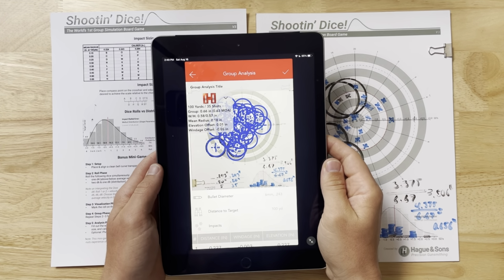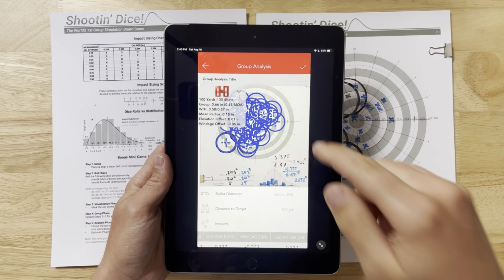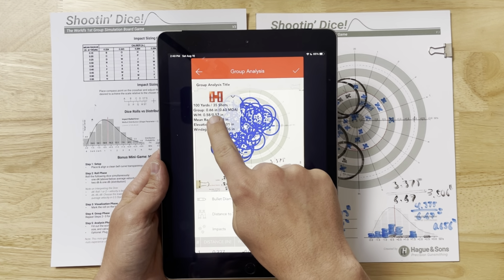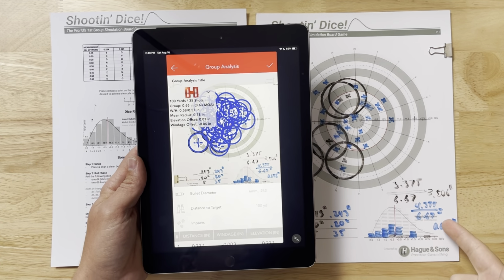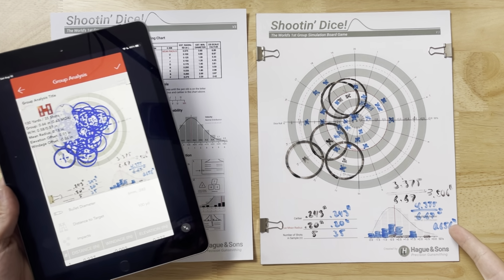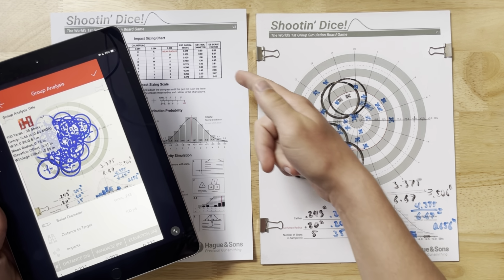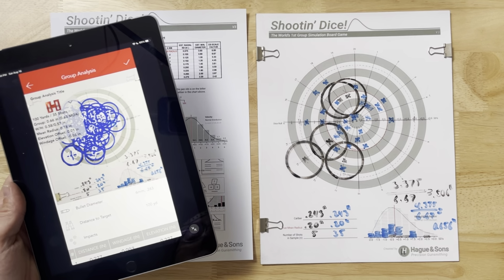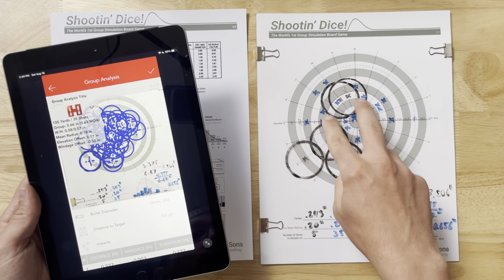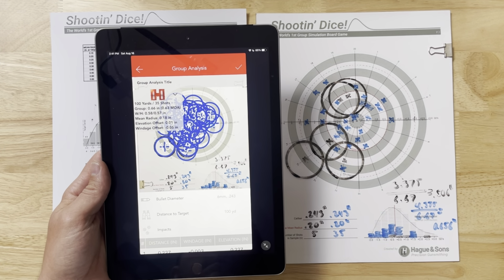So with a little bit of Hollywood magic, we can see that all 35 shots are plotted now, and that our group size of 0.66 inches perfectly aligns with our extreme spread that we measured on the target and used our extreme spread scale factor to scale to the mean radius and caliber of the load that we were wanting to test.